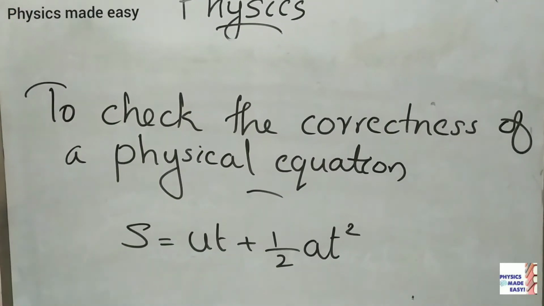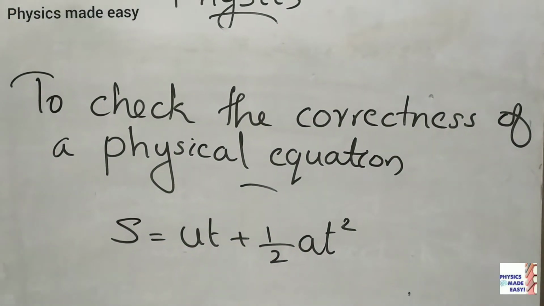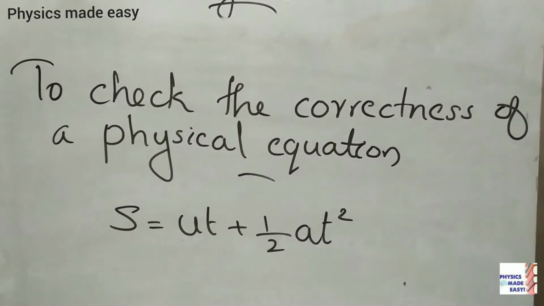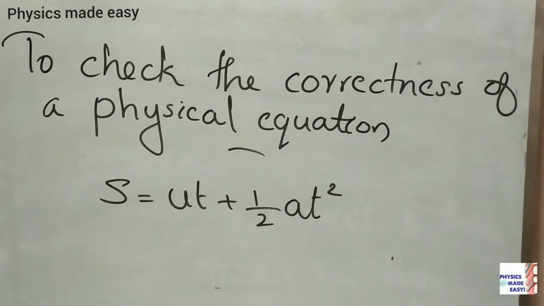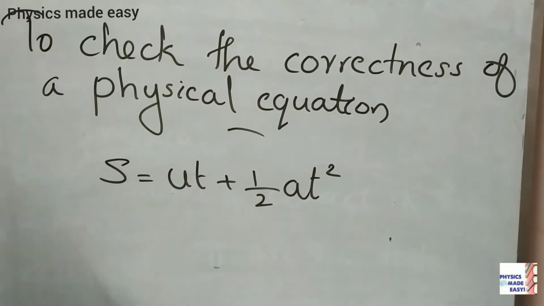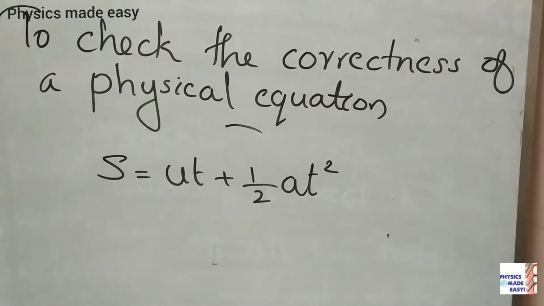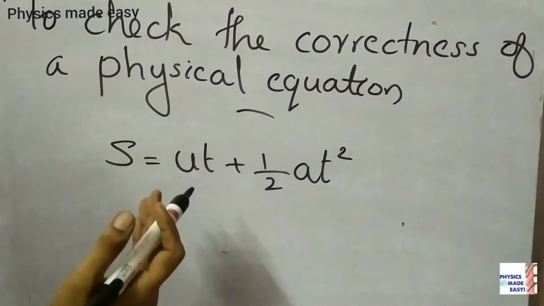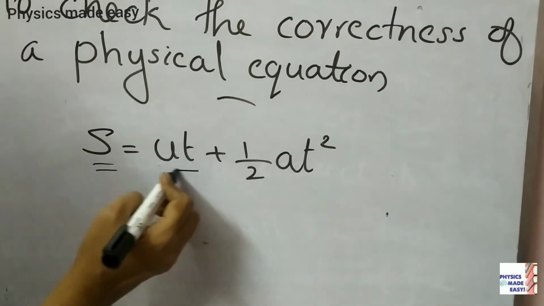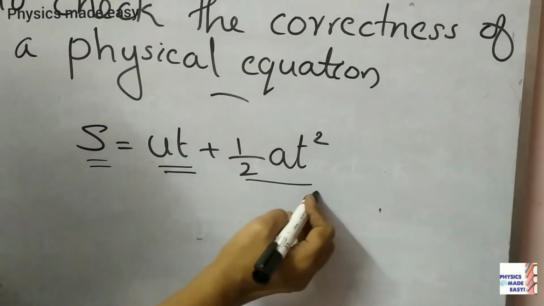Here, to check the correctness of a physical equation, you can see this equation is familiar to you. S is equal to ut plus half at square. According to the principle of homogeneity, the dimensions of the LHS should be equal to the dimensions of the other terms in the RHS. Here you can see S in the LHS, then ut in the RHS, and half at square in the RHS.